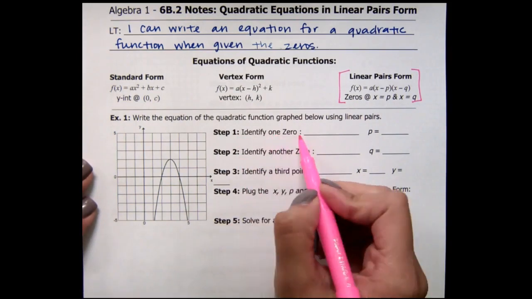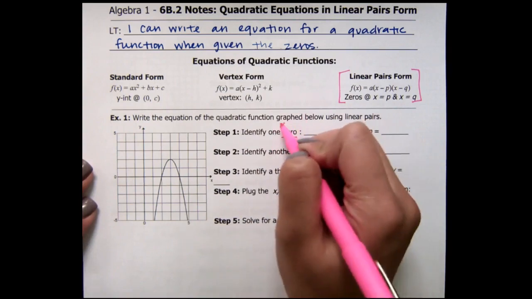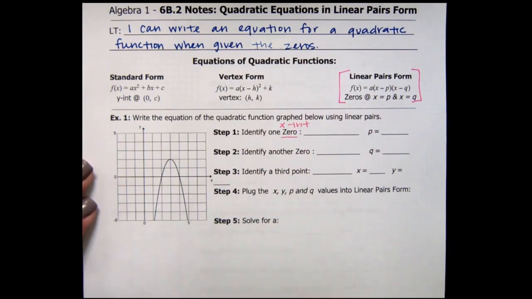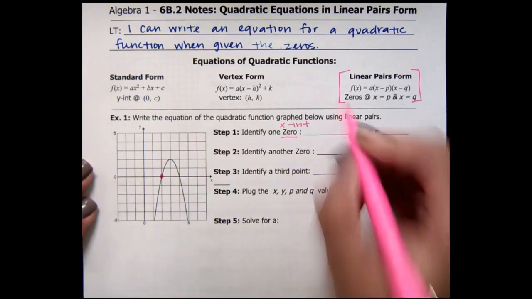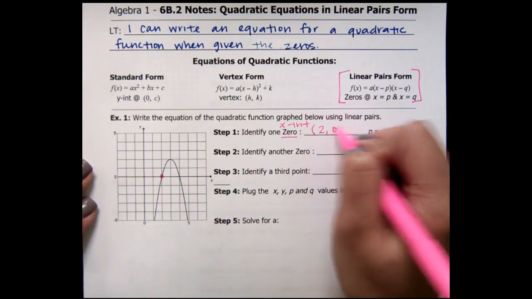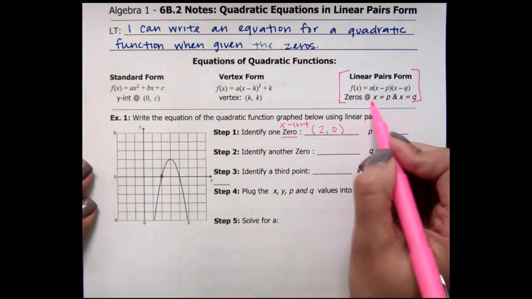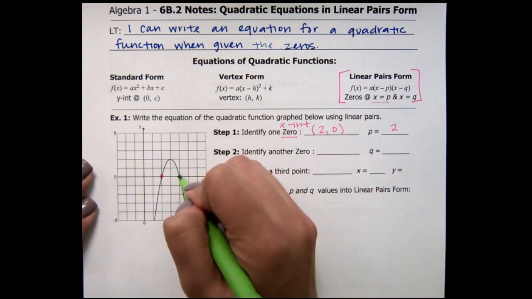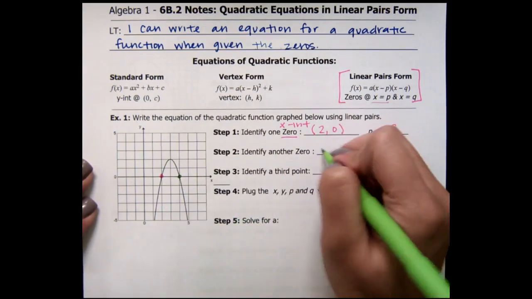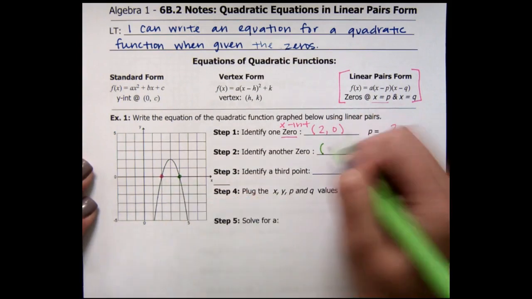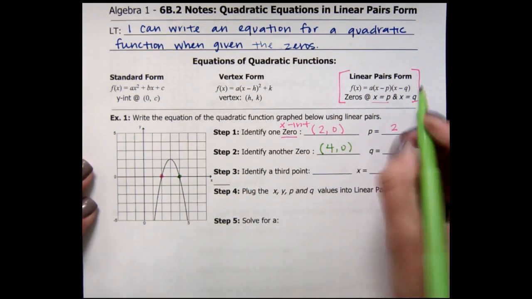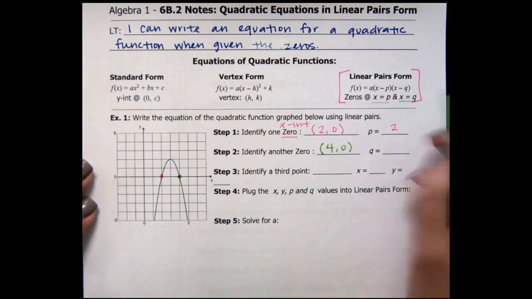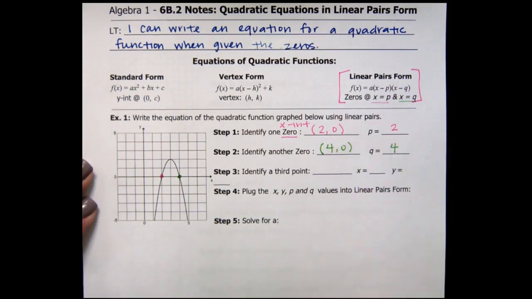Step 1, identify a 0. Remember that a 0 is also known as an x-intercept. The x-intercept ordered pair is 2, 0. P is just the x value of the x-intercept. So P in this case is 2. Step 2, identify another 0. This is the other 0. So as an ordered pair, 4, 0. This time Q is the x value, so 4.